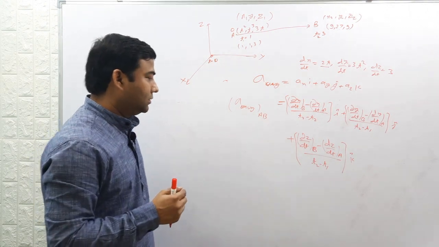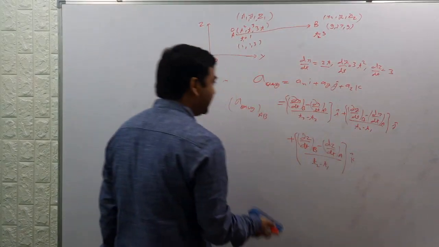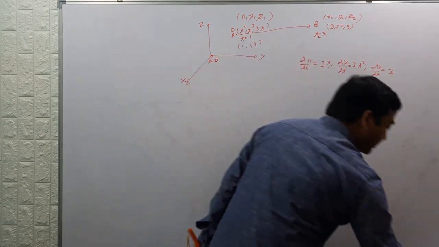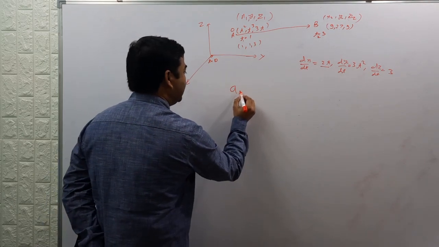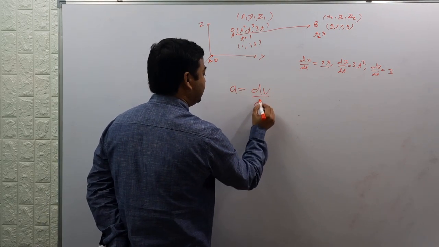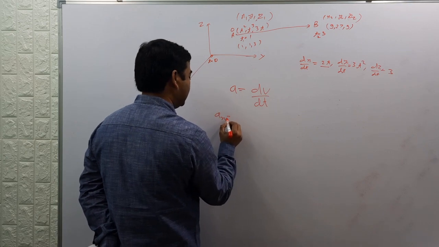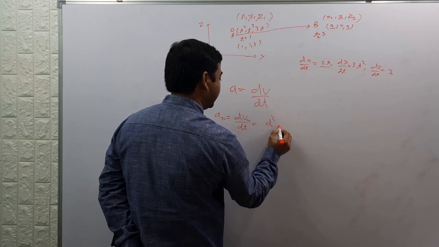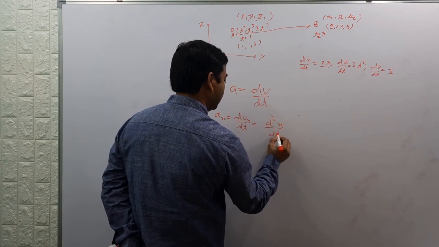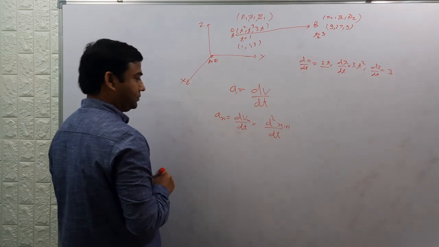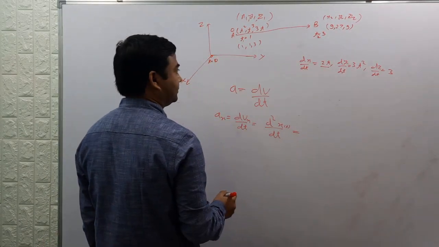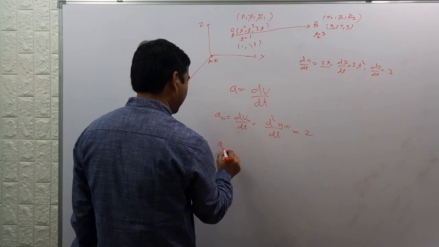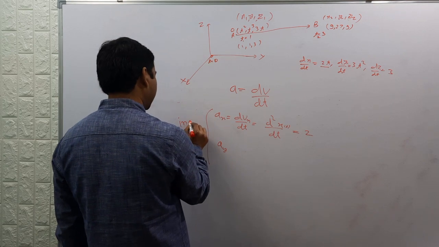One more thing, we can also find instantaneous acceleration. Instantaneous acceleration, we know A is equal to dv over dt. So ax is equal to dvx over dt, which is the second derivative of x coordinate, and the second derivative of this is 2. Similarly, ay. These are all instantaneous acceleration.